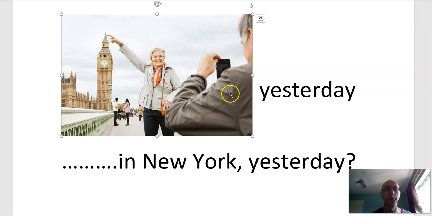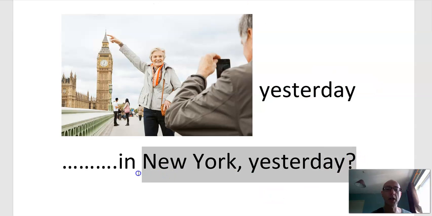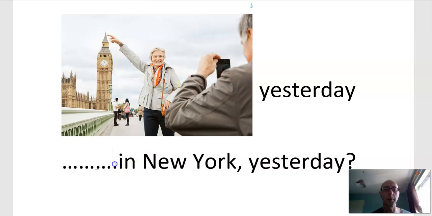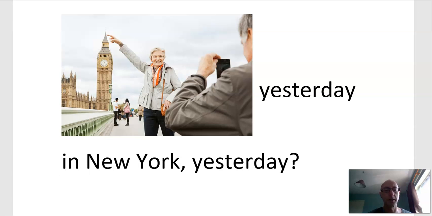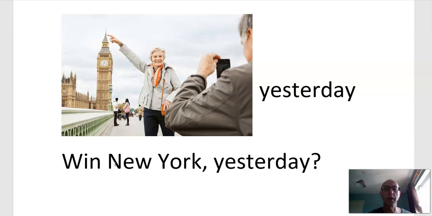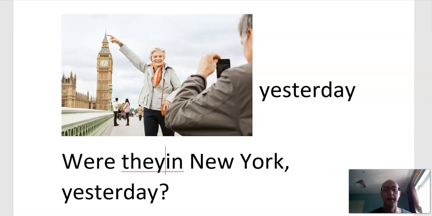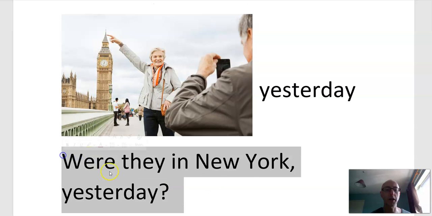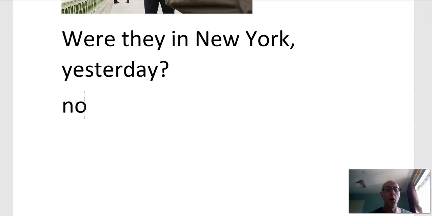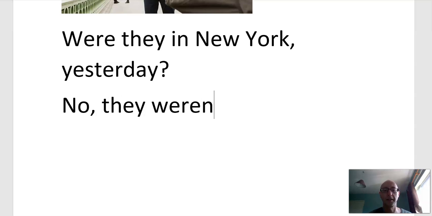Now here we have two people. They're making a funny photograph with the Big Ben. So this city in the picture is London, and it's yesterday. So we want to make a question here with in New York. Make the question. Now remember, it's two people, so for two people, we can't use she, we can't use he. What do we need? Two people is they, exactly. So what word do we use with they? Can we use was? No. Were they? Were they in New York yesterday? So you can see in the photo, were they in New York yesterday? The answer is no. They, what's the negative? No, they weren't. So remember the negative is weren't.